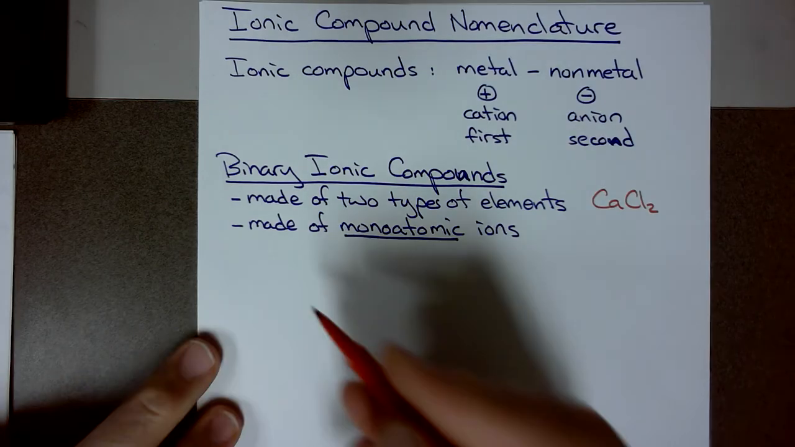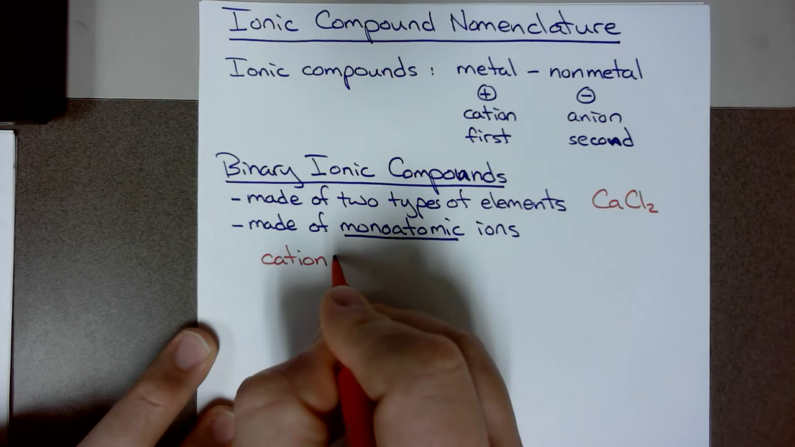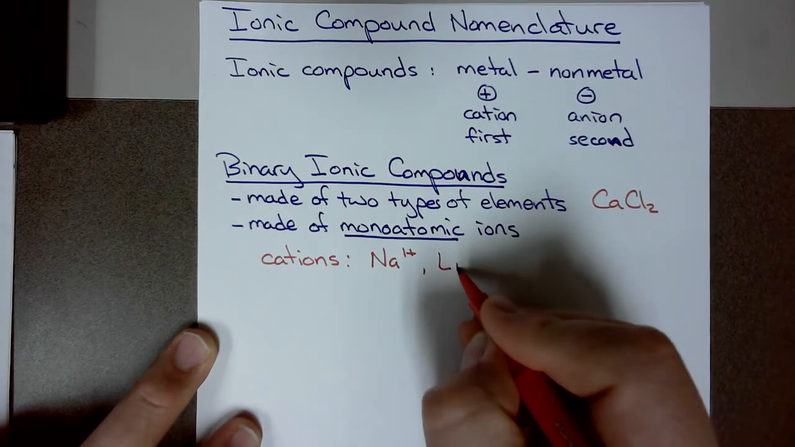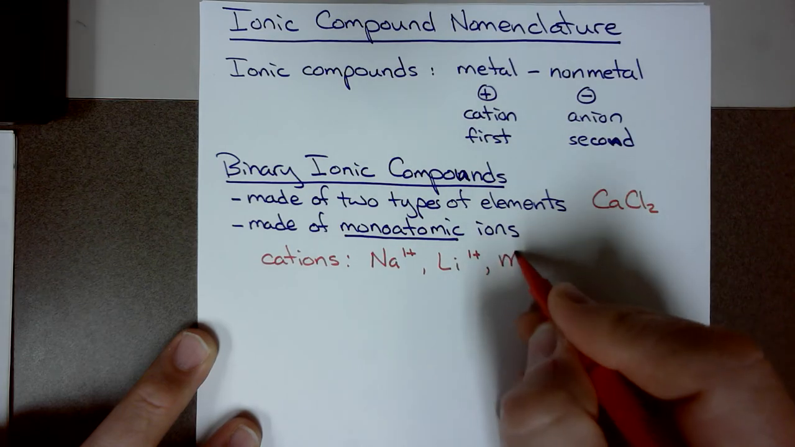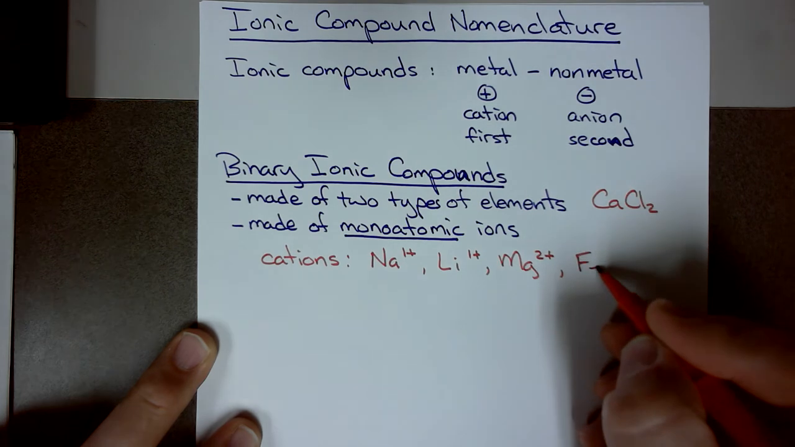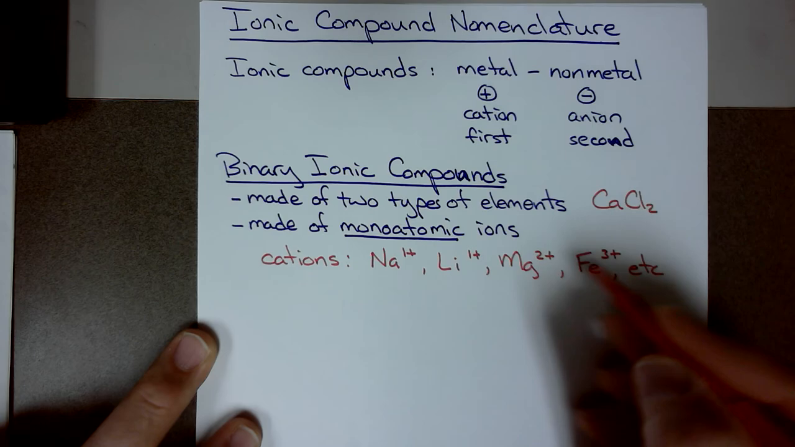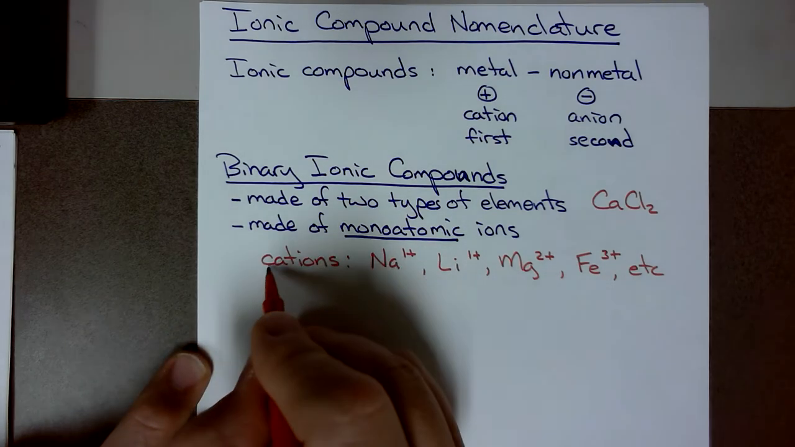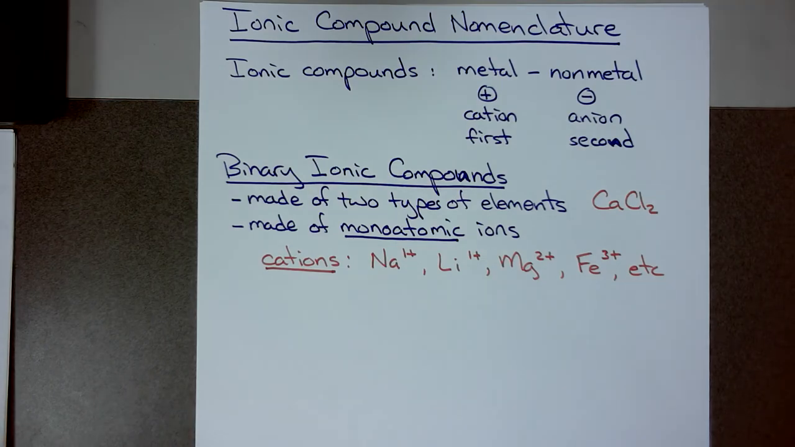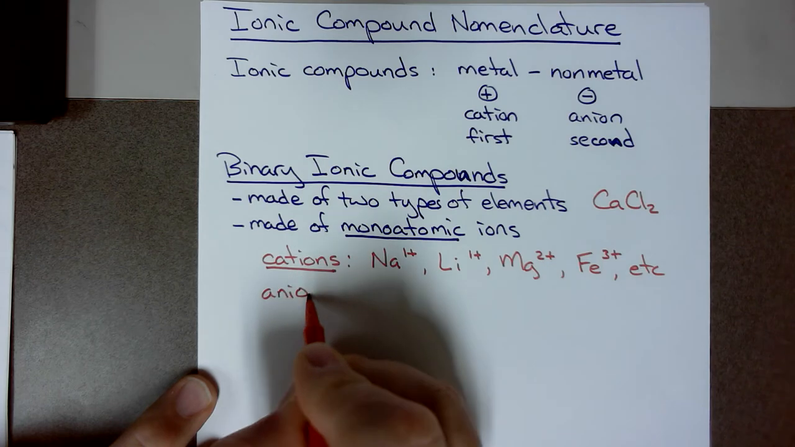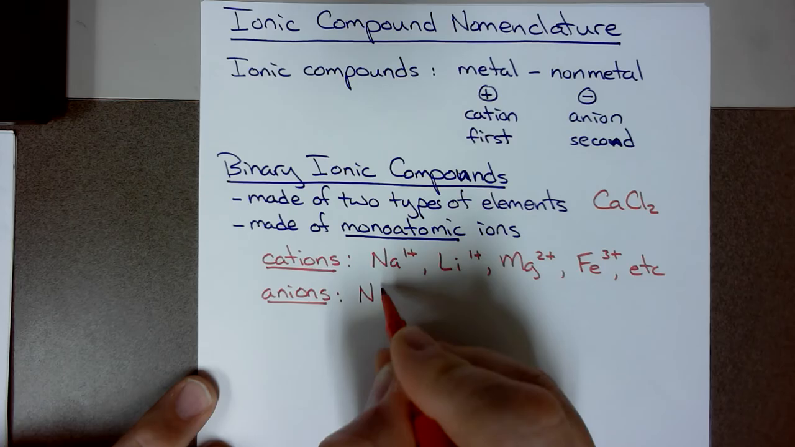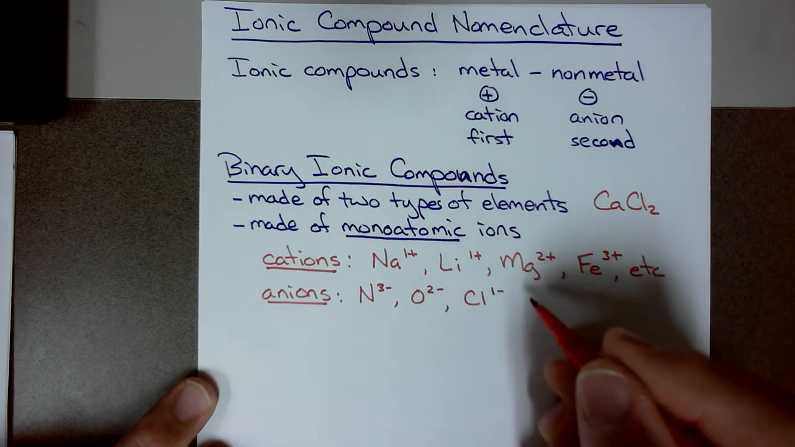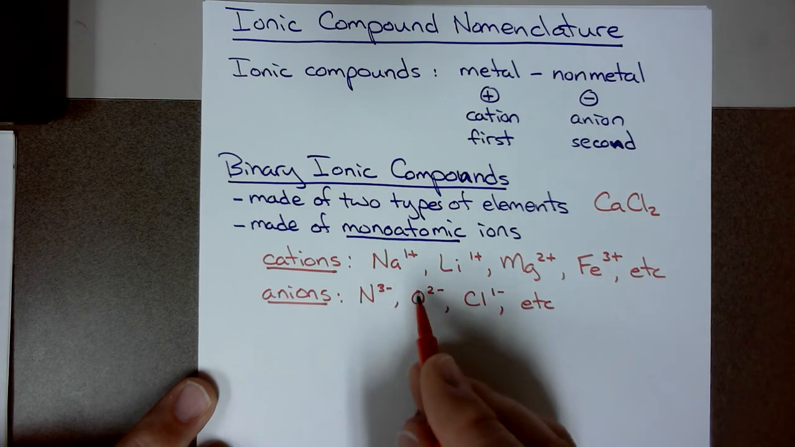We have a couple of different ones. Let's look at the monoatomic cations. They're going to be the metals, like sodium 1+, lithium 1+, magnesium 2+, iron 3+, and so forth. These are single elements making a positive ion. Then we have the monoatomic anions, like nitrogen 3-, oxygen 2-, or chlorine 1-, etc. Again, it's a single element making the negative charge.